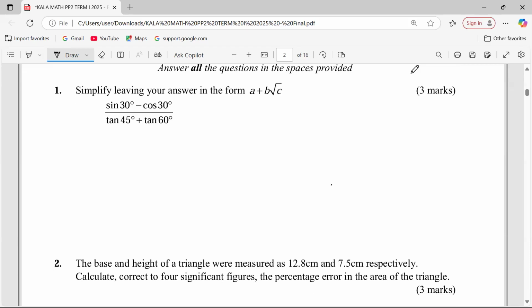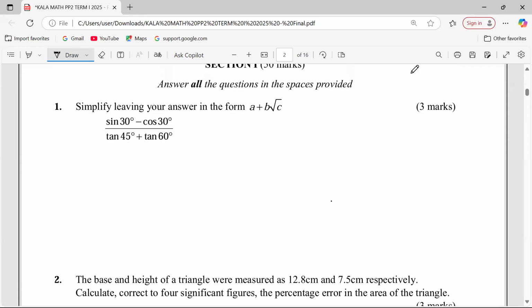So what we're going to do here is to express these trigonometric ratios of special angles in surd form. The sine of 30 is usually a half, minus the cosine of 30, which is root 3 over 2, then divided by tan 45, which is usually 1, plus the tan of 60, which is root 3. So this is now the expression in surd form, and we're going to simplify it.